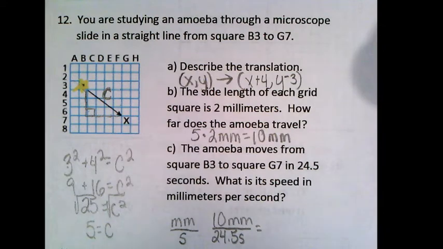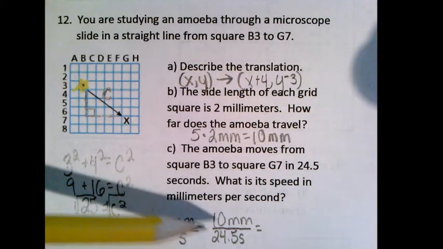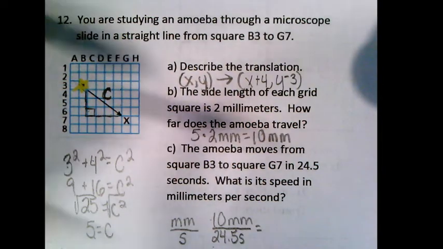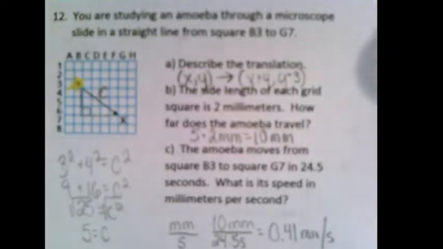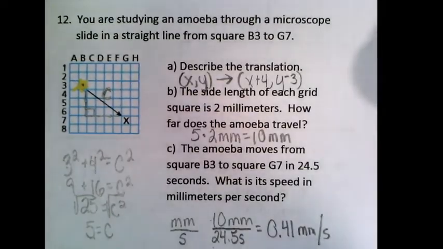Those of you who will take chemistry next year, they will give you something like this, but then they'll say how far does it go in like meters per minute, and you got to do a lot of converting. And if you get to that next year and you get stuck, I'm really good at that. I can help you with that. So if I divide that out, you should get 0.41 millimeters per second. That's how fast or slow that little amoeba's moving.